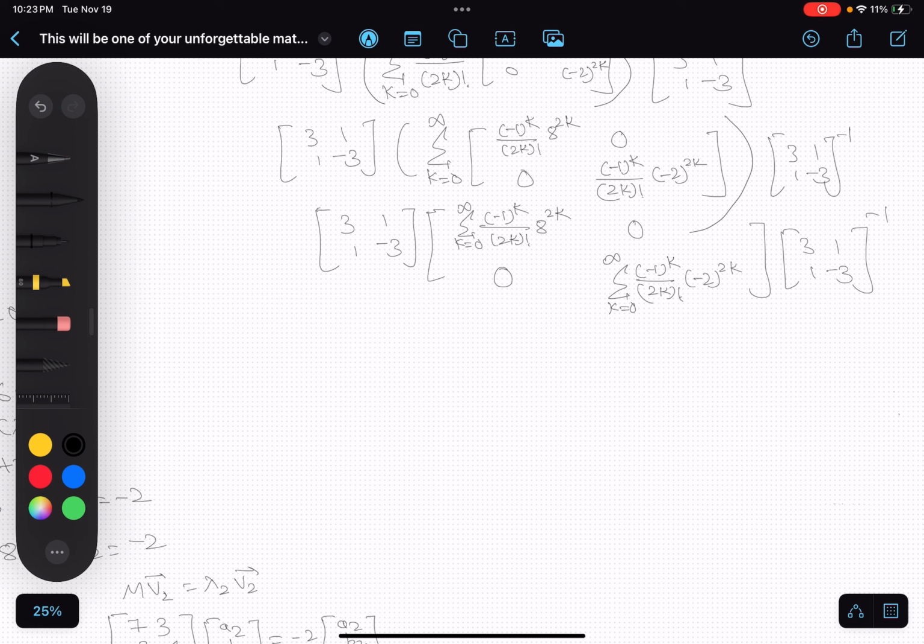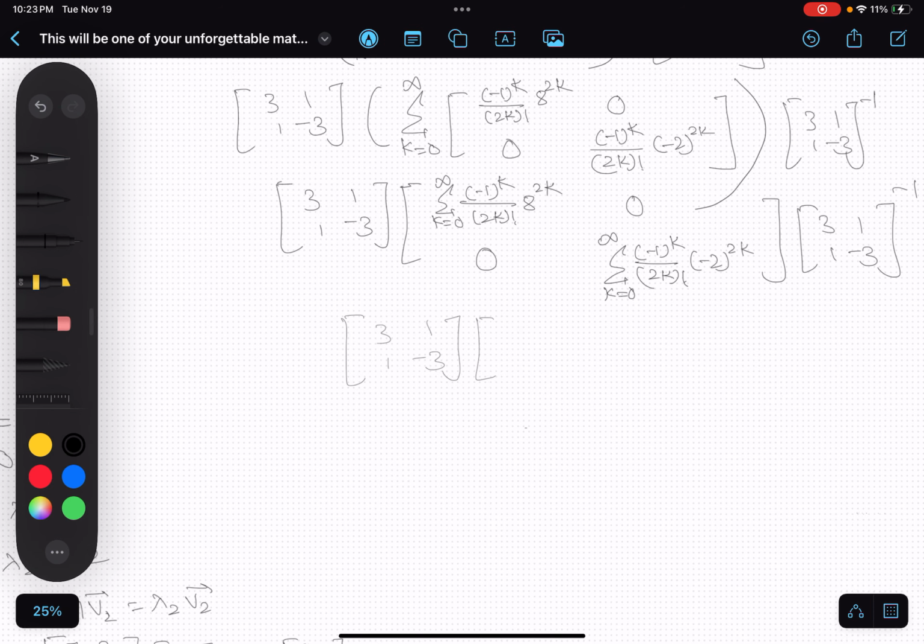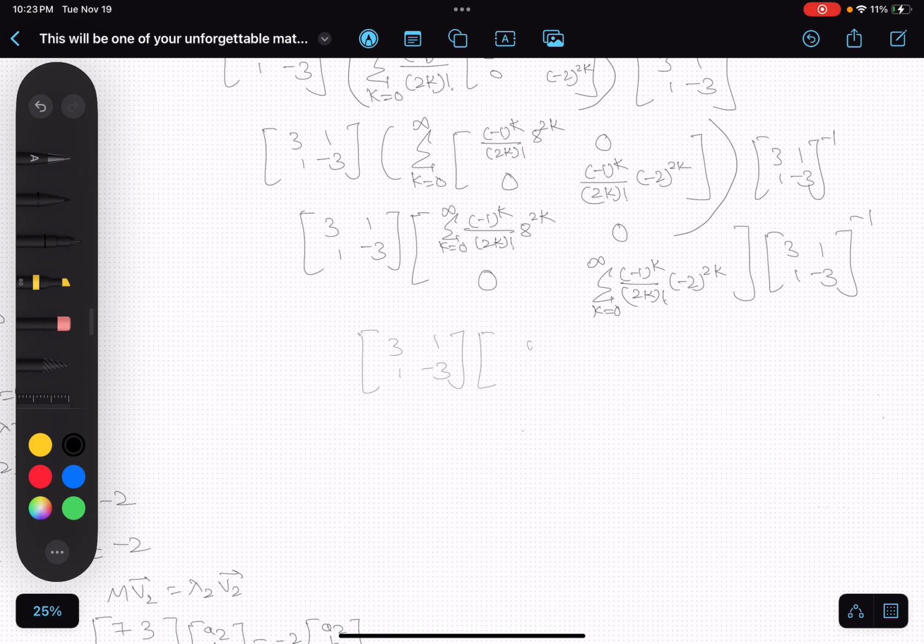Okay guys, now notice that this is just cos 8. Basically cos of 8 is the sum from k equals 0 to infinity of (−1)^k by (2k)! times 8^(2k), and that's exactly the case over here. So yeah, this has simplified now. This has simplified to [3 1 1 −3], and then over here this will just be cosine of... why is it becoming 2? Okay, wait, I had used the wrong pen.